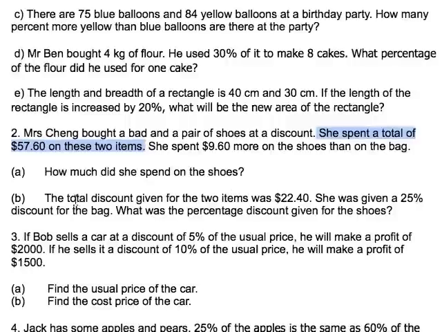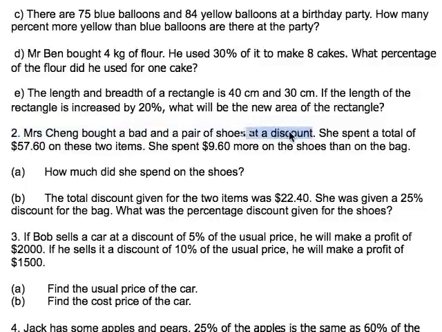It says that the total discount given for the two items was $22.40. She was given a 25% discount for the bag. What was the percentage discount given for the shoes? Now, you must first of all be very aware that Mrs. Cheng bought a bag and a pair of shoes at a discount already.